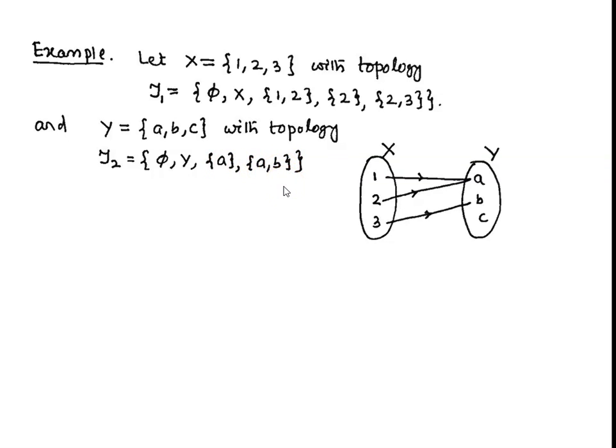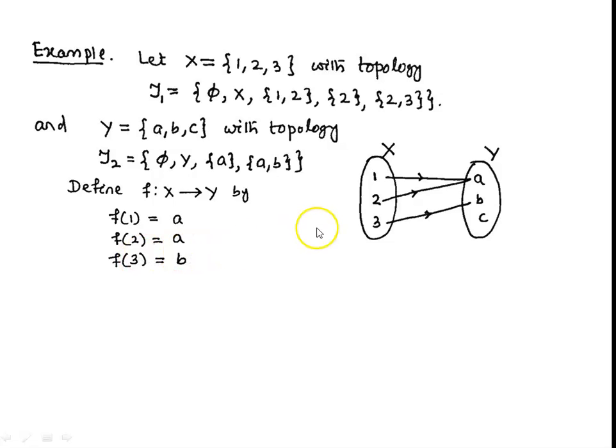Now let us define a mapping from X to Y. Define F from X to Y by F of 1 is equal to A, F of 2 is equal to A, and F of 3 is equal to B. That means 1 and 2 are mapped to the point A, and 3 is mapped to the point B. Now let us check whether this mapping is an open mapping or not.